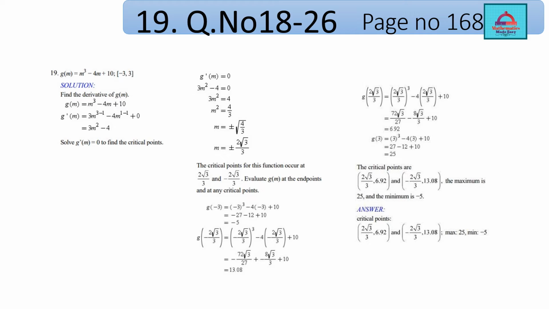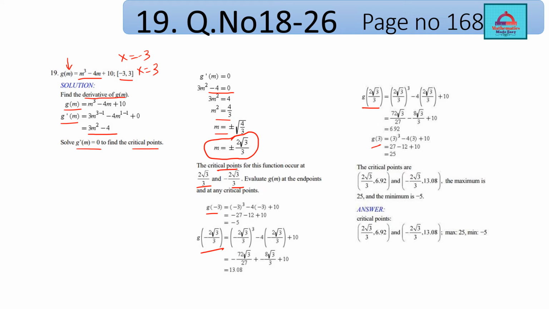Question 19. Here the function is given in terms of the variable m instead of x. The interval is also given. First we need to find the critical points, so we find the derivative with respect to m. So g prime of m, by the power rule, is 3m square minus 4. Put that equal to 0 to get the critical points. When you do that, your critical points come out to be plus minus 2 square root of 3 by 3. Now the critical points, one positive and one negative, and the endpoints are -3 and 3. So at these 4 points you calculate the value.